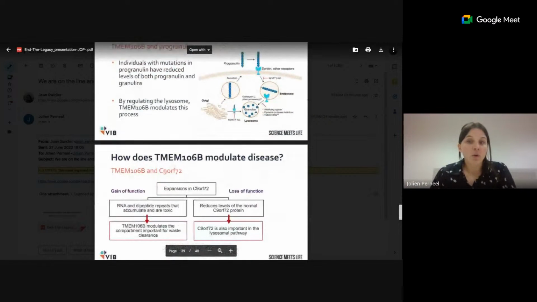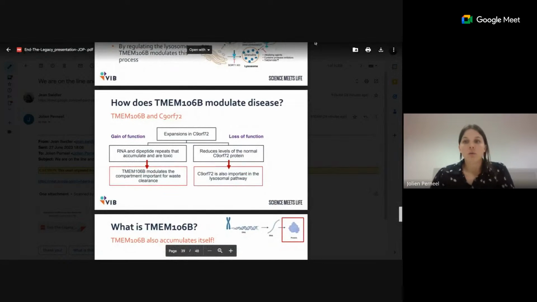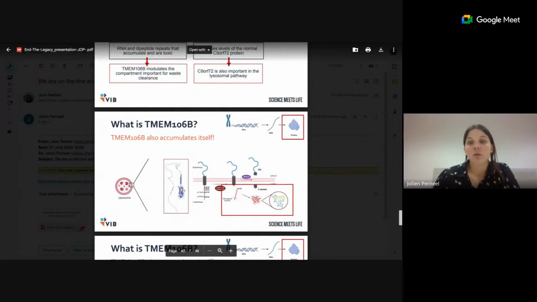So for C9orf72, there are two options. Expansions in C9orf72 cause toxic aggregates, but also reduce the levels of normal C9orf72 protein. So TMEM106B may modulate disease by affecting waste clearance, or similar to progranulin, but to a lesser extent, C9orf72 is also important in the lysosomal pathway. So that is a second option here. For most diseases, the role of TMEM106B in the lysosome, which clears out waste, is likely underlying the disease-modifying effect. And for progranulin, this effect is just so strong because of its lysosomal functions. And also for C9orf72, this may play a role, but it's not as strong.